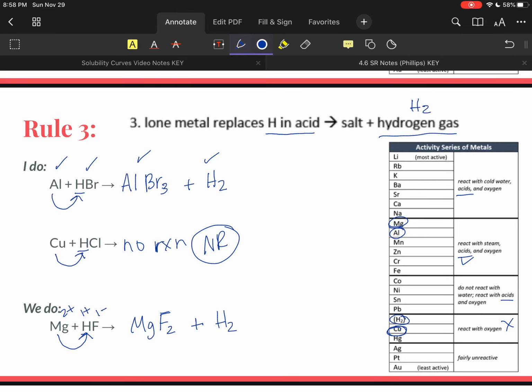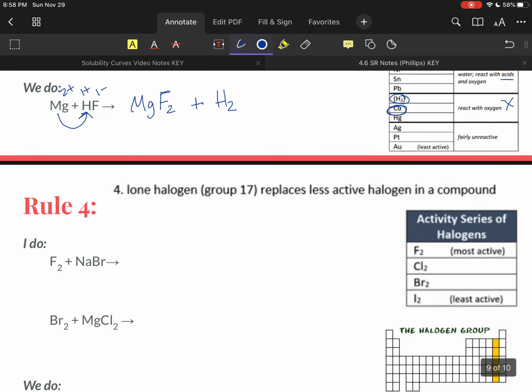So your rule basically tells you what to write. A salt is any kind of compound that has a positive cation and a negative anion. That's all a salt is.